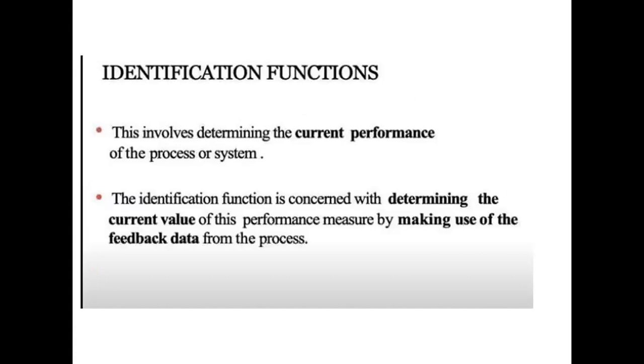So you see, as for the identification function, what are you going to identify? You will firstly determine the current performance of the process or system. You'll see how it is performing now. That's the first step you have to identify, so that you can know whether it is performing to the maximum possible level it can perform, or not. That's why identification function is concerned with determining the current value of this performance measure by making use of the feedback data from the process. So that feedback data, which is coming from the sensors, will be taken to calculate this performance.